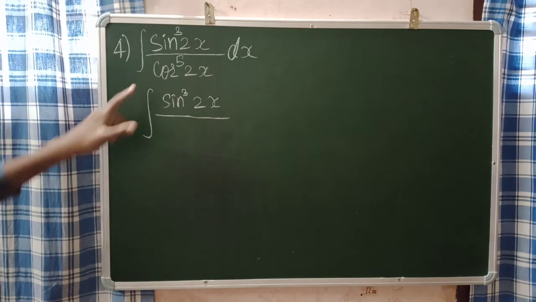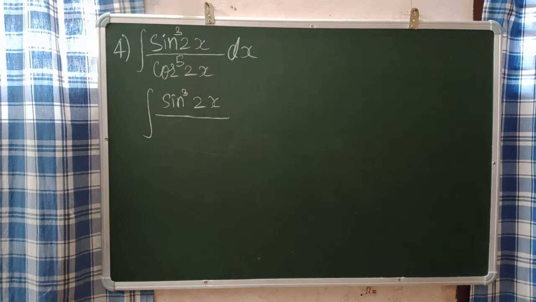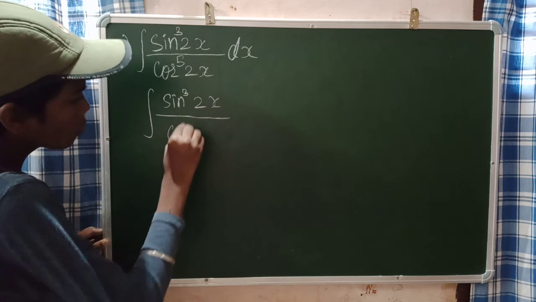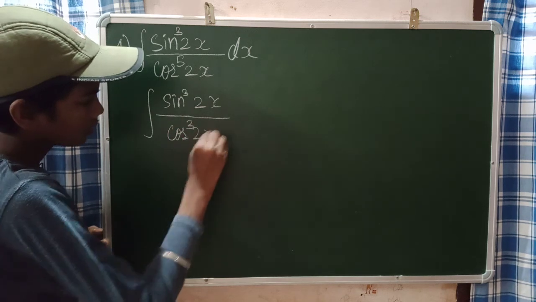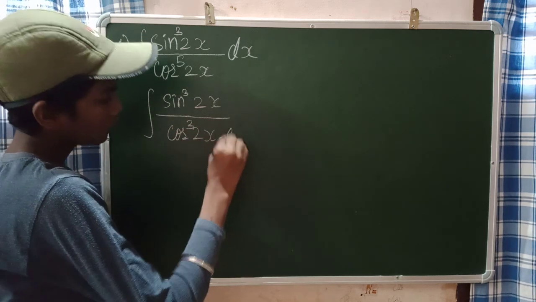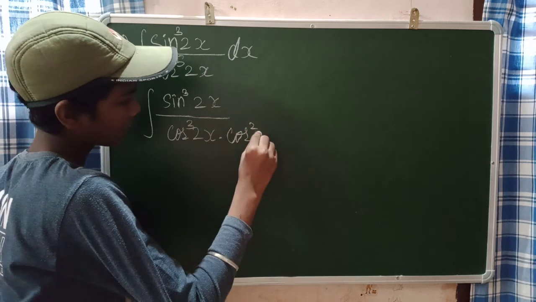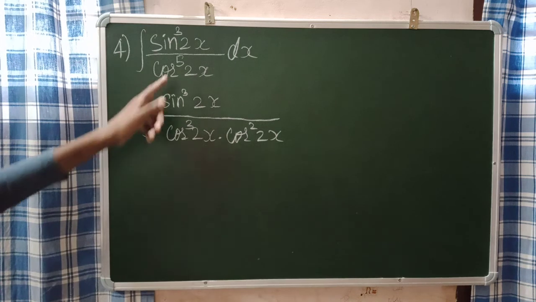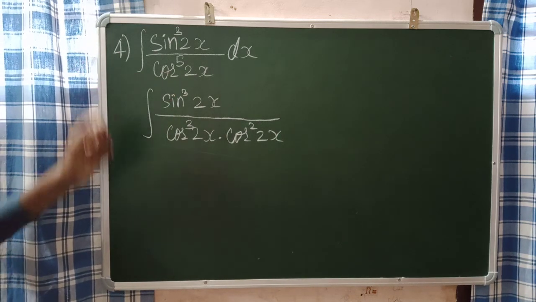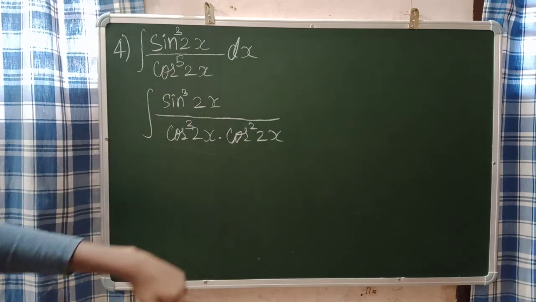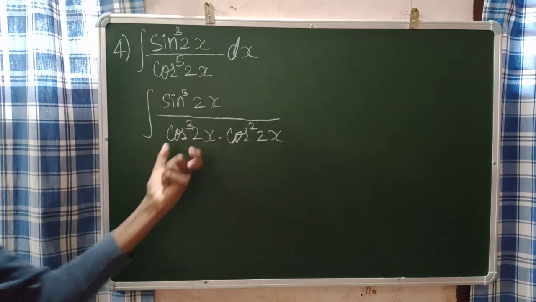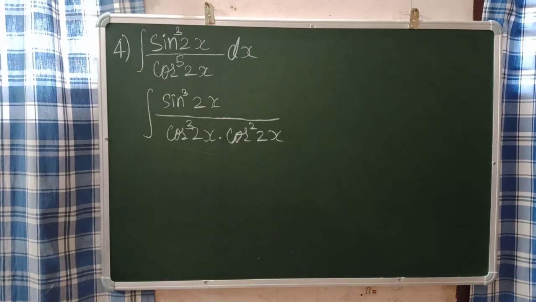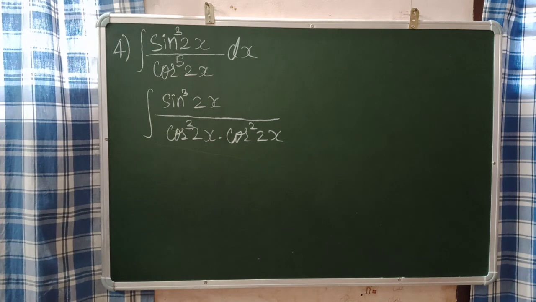Now I am going to split this cos to the power of 5 of 2x as cos cube 2x into cos square 2x. Can't I split like this? Definitely I can split like this because the power is 5. So cos power 5 of 2x can be written as cos cube of 2x into cos square of 2x, because 3 plus 2 is 5, using the laws of exponents.